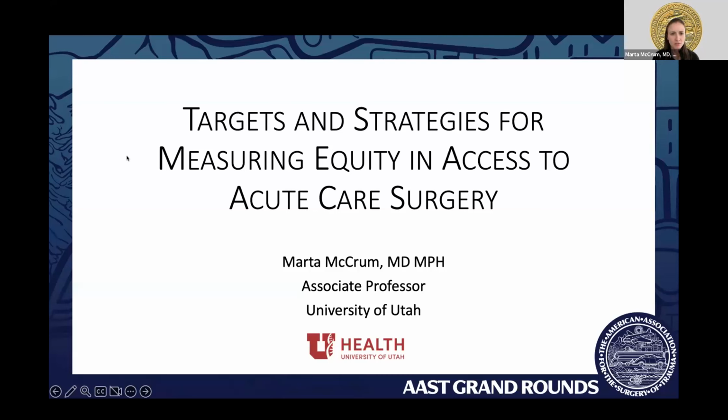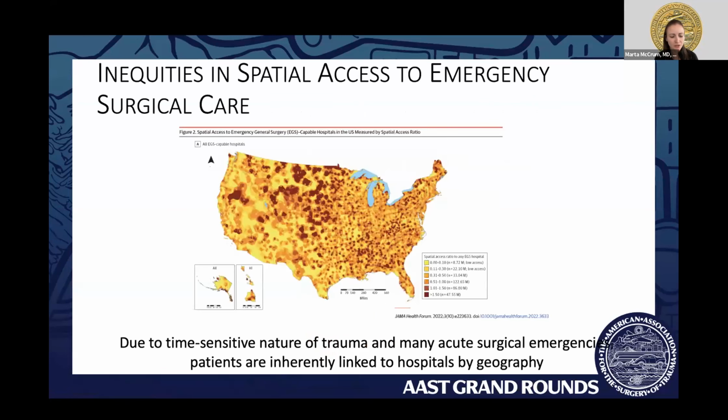So I'm going to be talking about targets and strategies for measuring equity and access to acute care surgery. Inequities in access and quality of care for trauma and acute care surgery have been well documented, and some of the largest gaps have been with respect to geographic or spatial access to care. And this is because of the time-sensitive nature of our field. Unlike for many conditions where patients might select hospitals due to insurance affiliation or prior relationships, geography for us plays a substantial role in this choice of hospital.